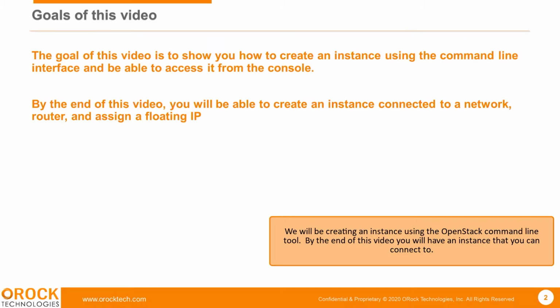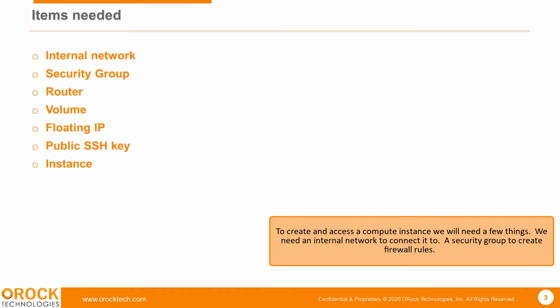We will be creating an instance using OpenStack command line tool. By the end of this video, you will have an instance you can connect to. To create and access a compute instance, we need a few things. We need an internal network to connect it to, a security group to create firewall rules, a router to route traffic, a volume for block storage, a floating IP address to access our instance, a public SSH key so we can access it, and the instance itself.